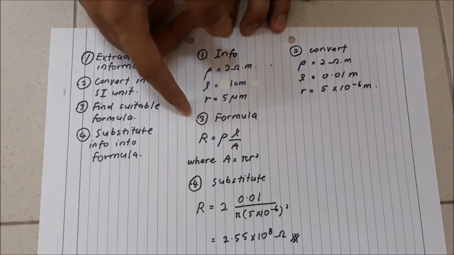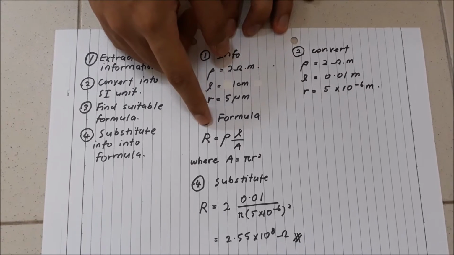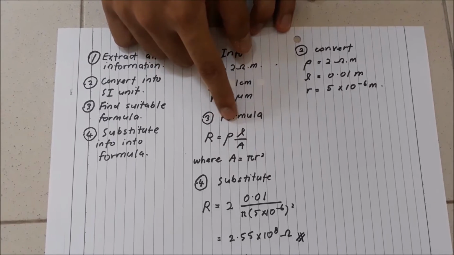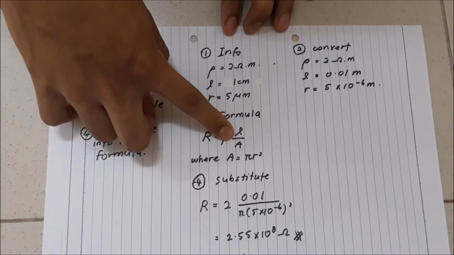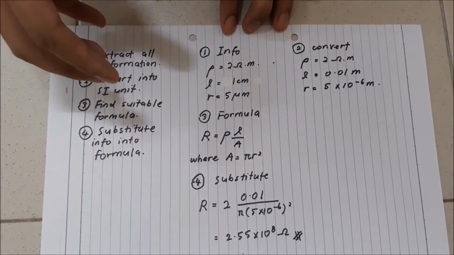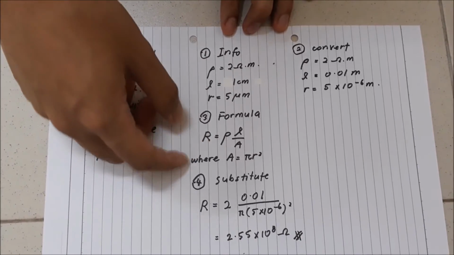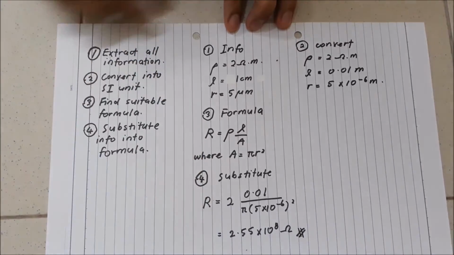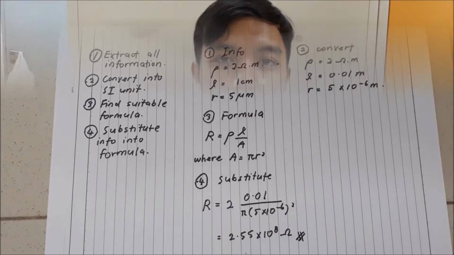And my third step, from all of my analysis of the topic, this is what I come out with: the formula R equals resistivity times length over A. And we know that we don't have A, and the only way to find A is by pi r squared, since the axon fluid is in the shape of a circle. So substitute all the information given into the formula, and the final answer will be 2.55 times 10 to the exponent of 8 ohm. That's all.